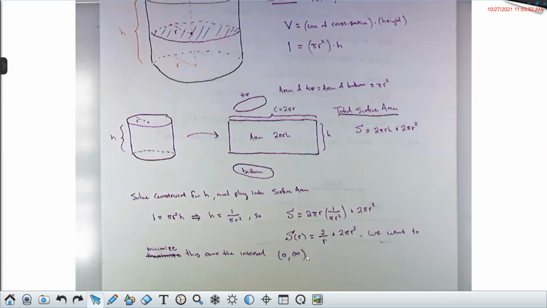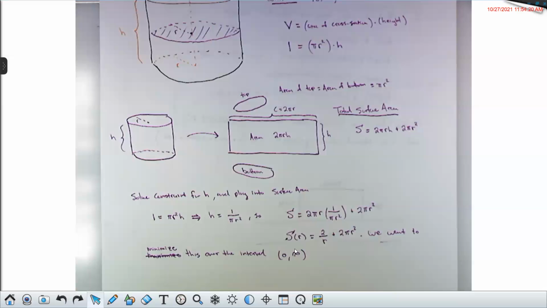Technically, the physical situation does allow you to use r equals 0. You could build a can that is not a can, but not a can that holds 1 liter of oil. If your can is going to hold any amount of oil, it does have to have a positive radius, so we can't include 0. And there's no upper bound on the possible values of r. You can imagine a can that's a mile in radius. It would just have to be extremely short if it's going to hold 1 liter of oil.